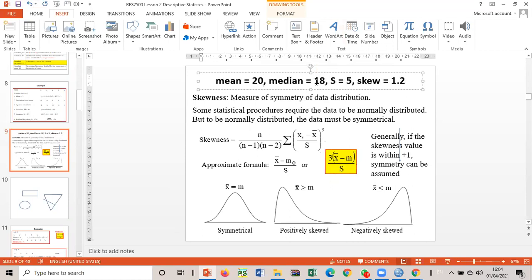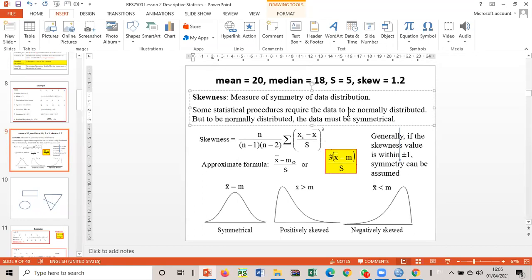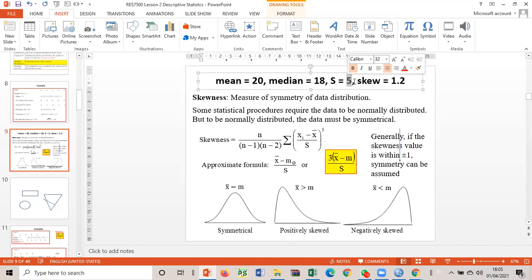So the mean and median, are they close or far apart? They're close. But the standard deviation also counts. The standard deviation comes in. So this 2 divided by 5 times 3 is 1.2. Now let's say this is 1. What's the skewness value? 20 minus 18 is 2, times 3 is 6.